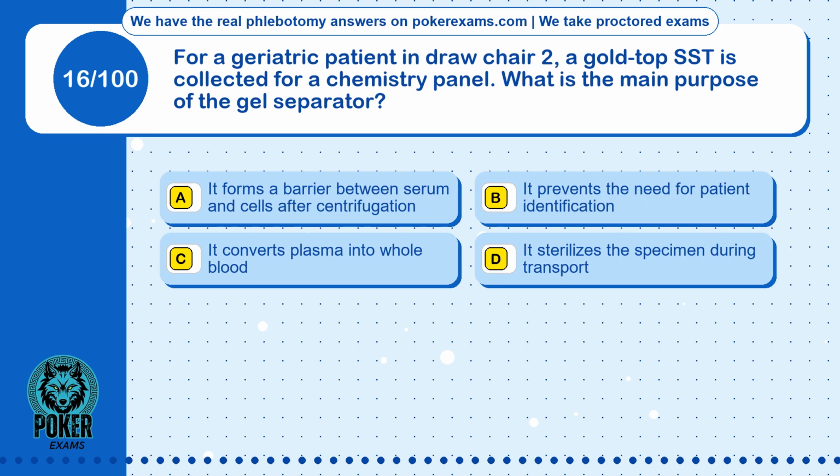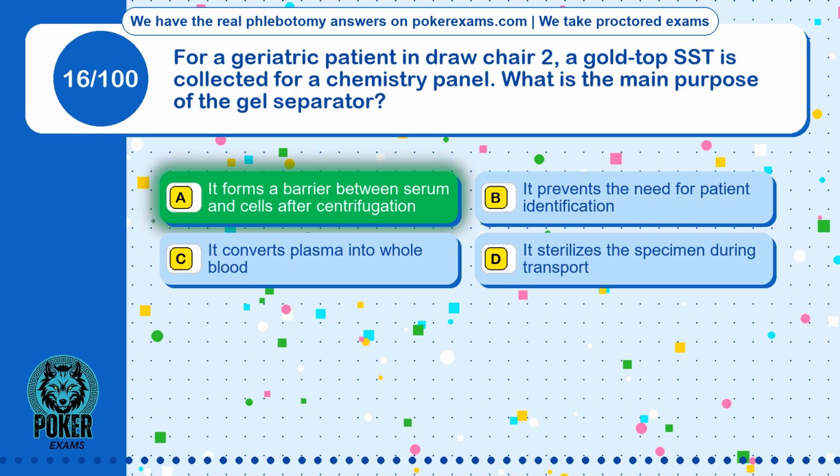Question 16. For a geriatric patient in draw chair 2, a gold top SST is collected for a chemistry panel. What is the main purpose of the gel separator? Option A. It forms a barrier between serum and cells after centrifugation. Option B. It prevents the need for patient identification. Option C. It converts plasma into whole blood. Option D. It sterilizes the specimen during transport.